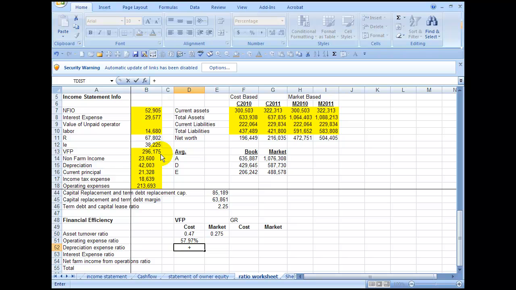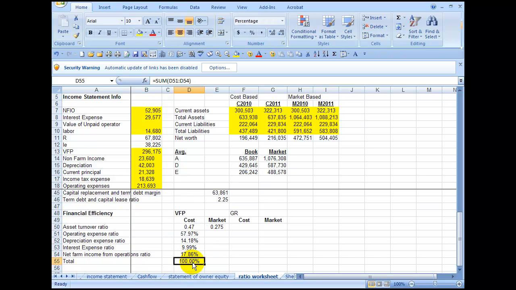The next one is our depreciation. Depreciation divided by value of farm production. And then we've got the interest expense ratio, which is our interest expense divided by value of farm production. And then our net farm income from operations. It's our net farm income, where is it? Net farm income from operations divided by our value of farm production. And then we can say sum. Don't include your asset turnover ratio. And those all add up to 100%, so we did it correctly.